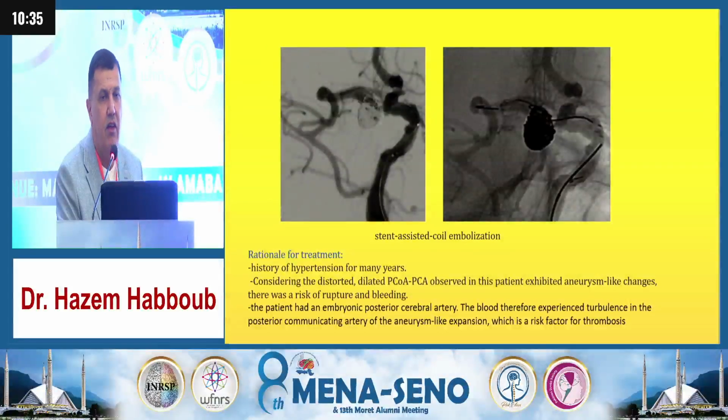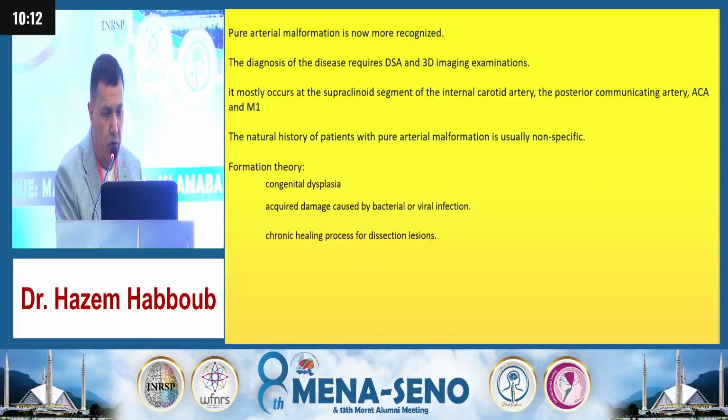And in this case in particular, we coiled the case because of the rationale below. It's because of the history of hypertension, because we anticipated this patient would have turbulence in the flow because of the narrowing and because it's an infantile origin. So we thought that this aneurysm is more prone to thrombosis, and this is why we did coils and stenting.